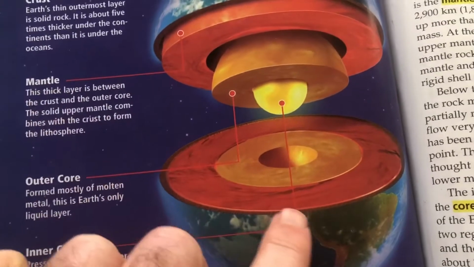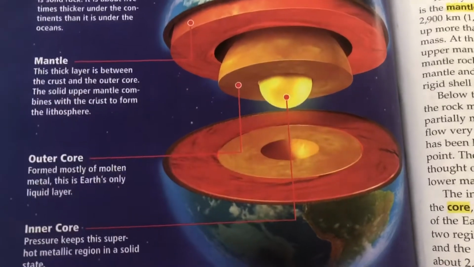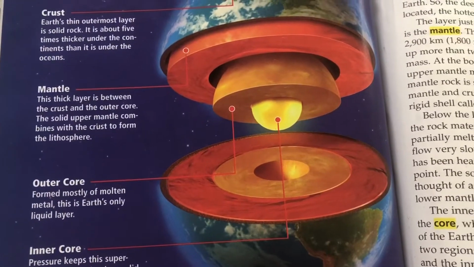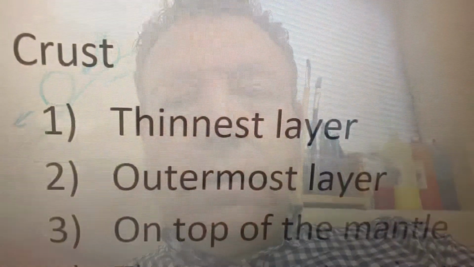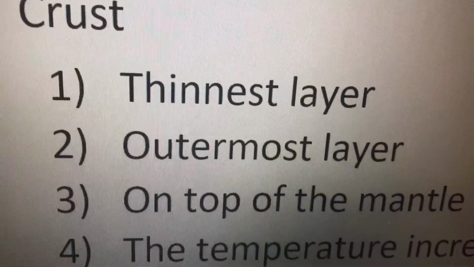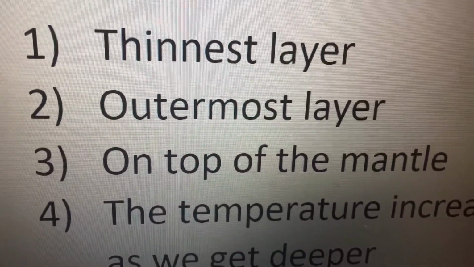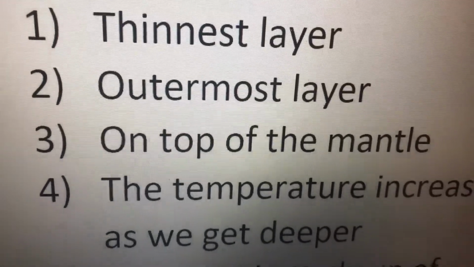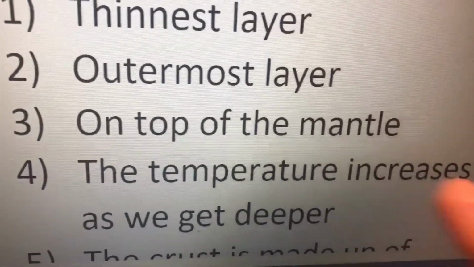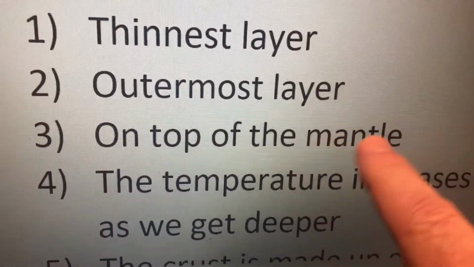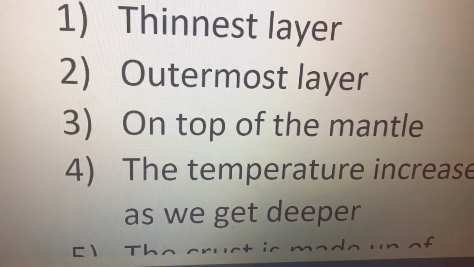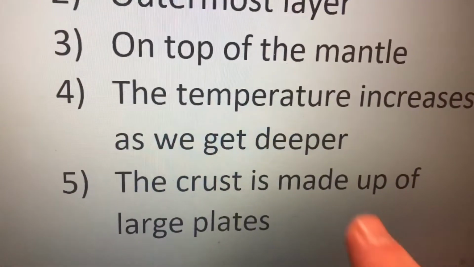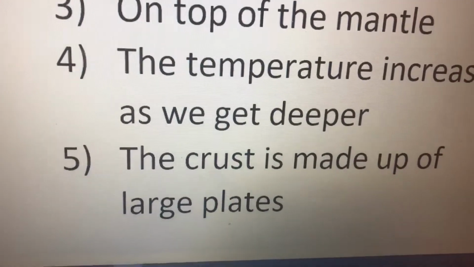Last time we concentrated on the crust, which is the layer that we're walking on. It's the outermost layer. Let's quickly review some things we discovered about the crust. We said that it was the thinnest layer. It is the outermost layer, so it's the one on top where we're walking. It is on top of the mantle, right? On top of the mantle. So we're going to really concentrate on this one today. The temperature increases as we get deeper. And the crust is made up of large plates.